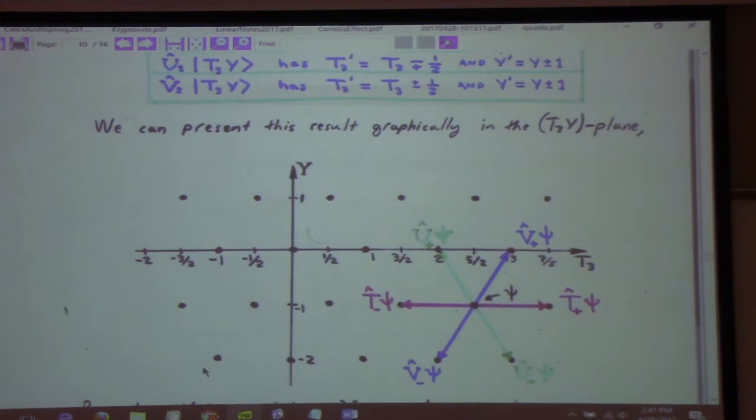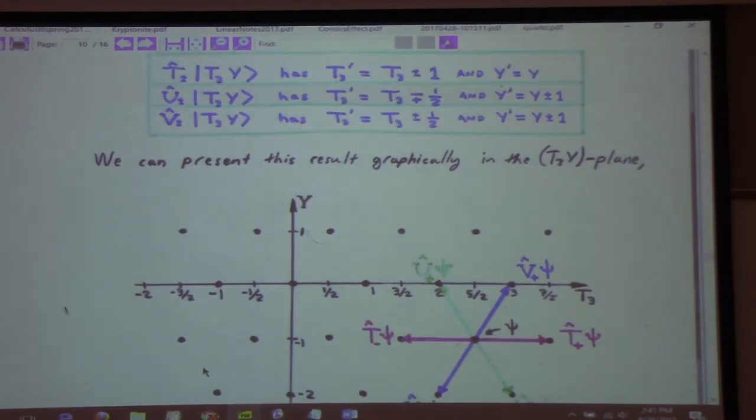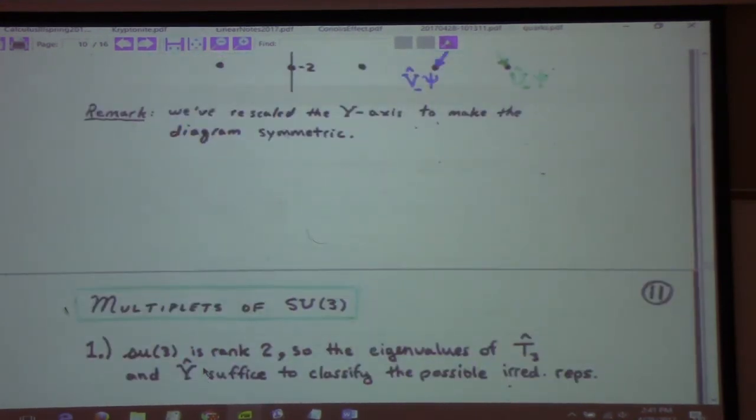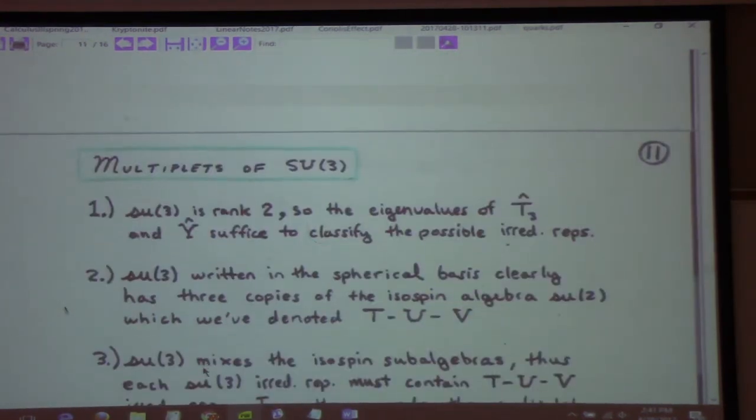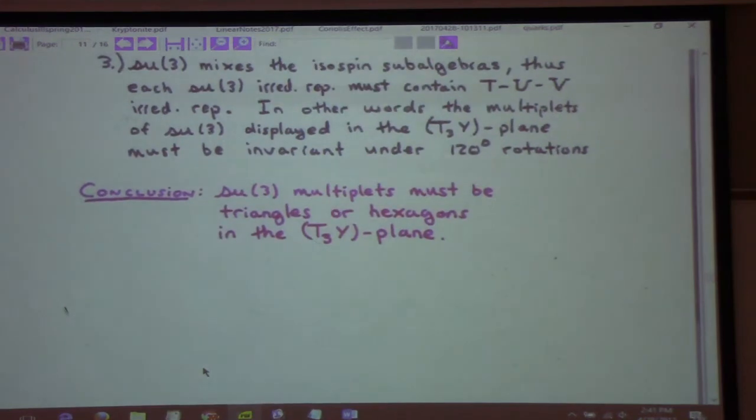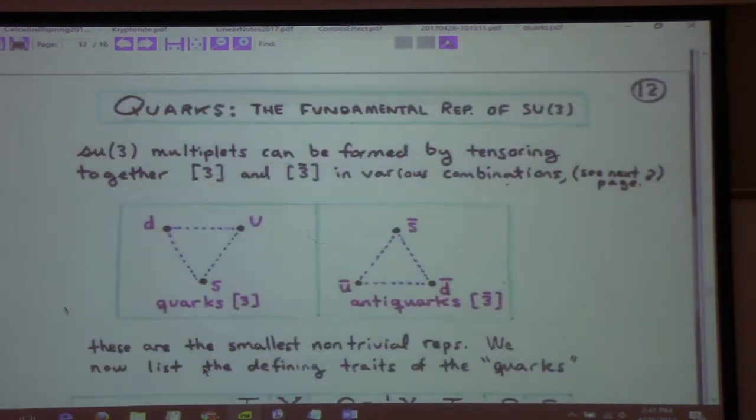Let me get to the point. I don't need to go through all the details with you guys. Bottom line is there's these things called quarks, and these quarks, they are representations of SU3, a 3 and a 3 bar as they're called. And this is what they look like in this graphical way of talking about the representations.